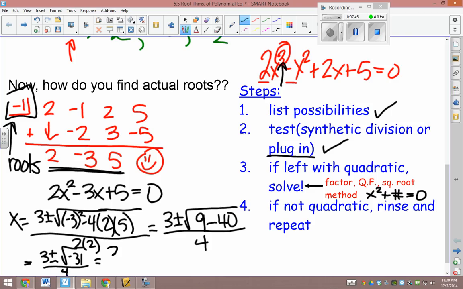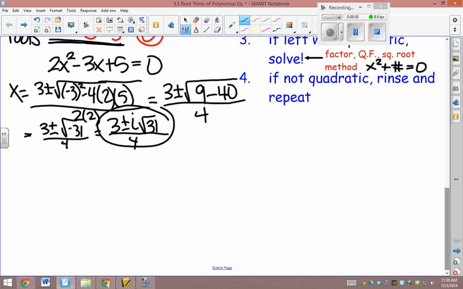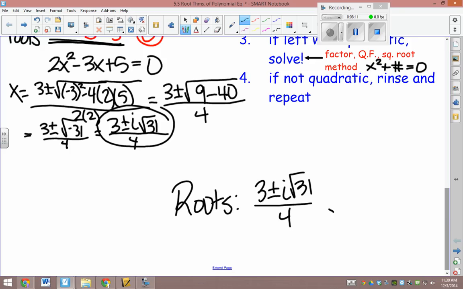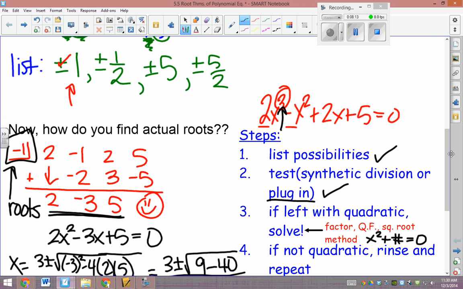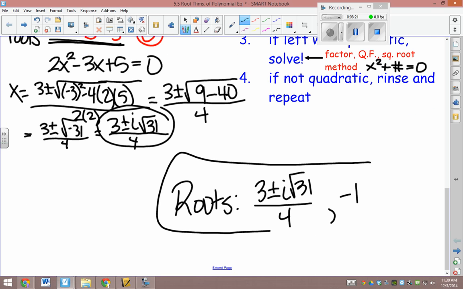Next, I'm going to simplify my radical. It is an imaginary number because it's a square root of a negative. 31 is positive, so is prime, so we're just going to leave that in there. And this represents 2 solutions. So remember, the goal was to solve this polynomial and find the roots. There should be 3 total. So here are 2, 3 plus and minus i root 31 over 4, and you need a third. And that third is coming from the thing that worked when we did synthetic division. So negative 1 is the actual root, I'm sorry.